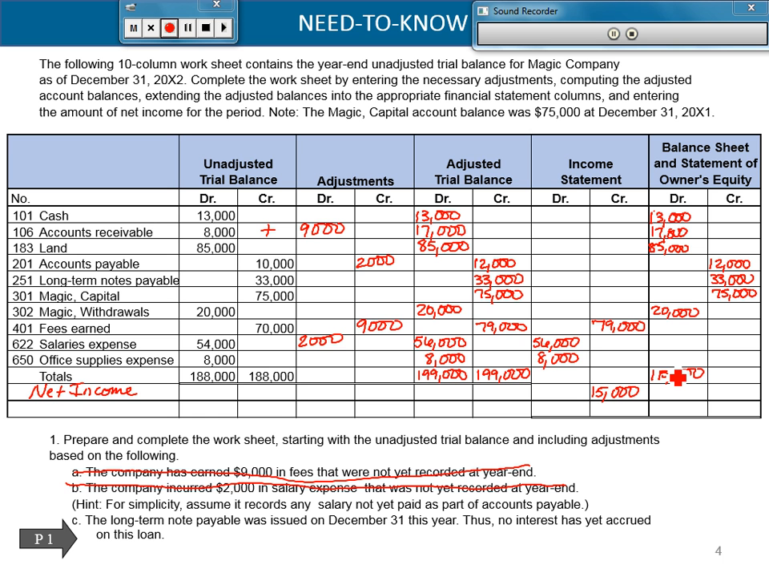115,000. And then our liabilities, 12,000 plus 33,000 plus 75,000 minus 20,000, because that's minus your withdrawals. I had 100,000 too. So did you add something wrong here? Because they're supposed to equal.